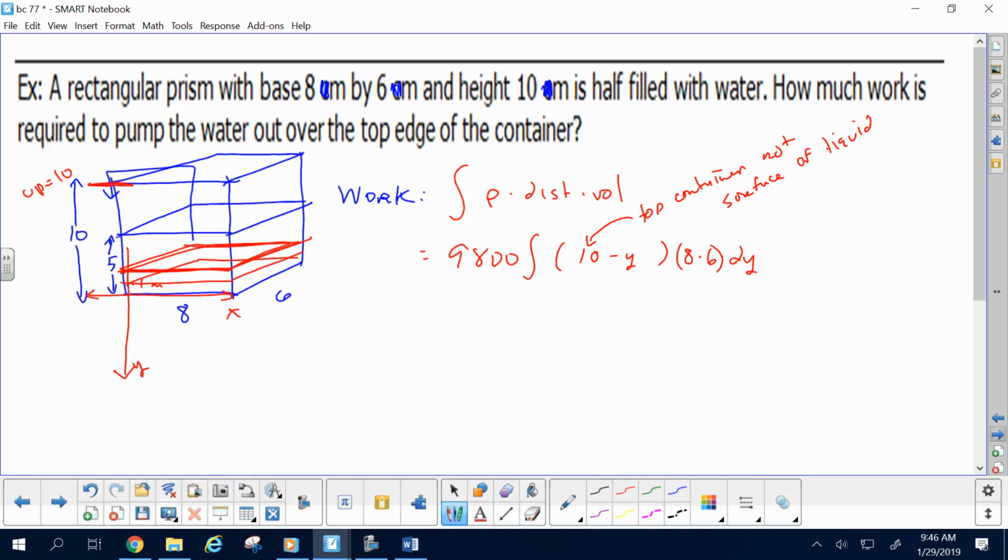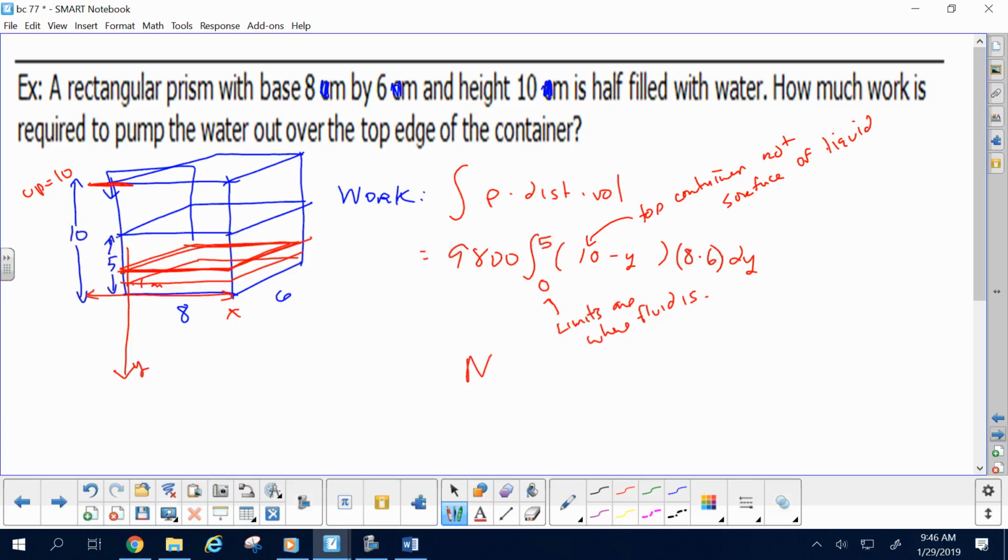Okay? And the limits of integration. 0 to 5 or 0 to 10? 0 to 5. You're only pumping out fluid, and so the limits of integration are where the fluid is. I don't care about pumping fluid out of the upper 5 meters. That's a non-issue. Last but not least, let's talk about units.